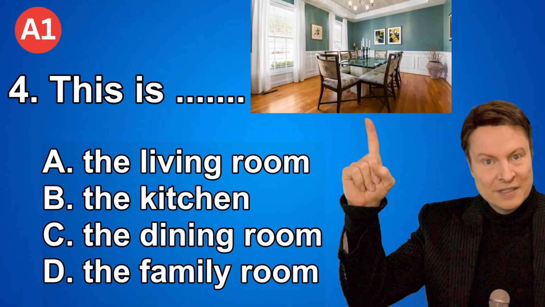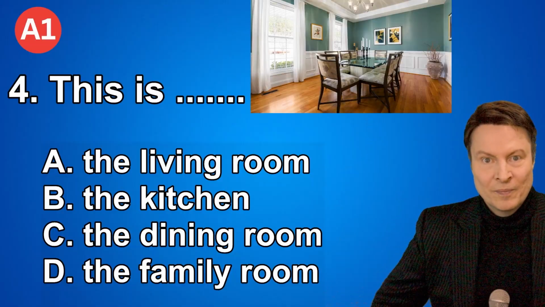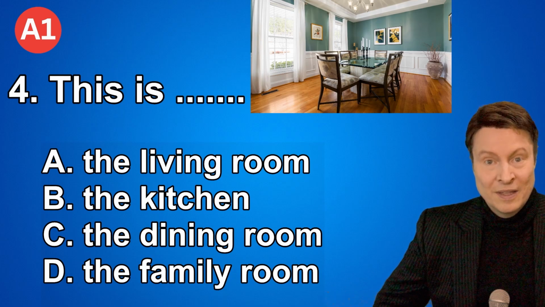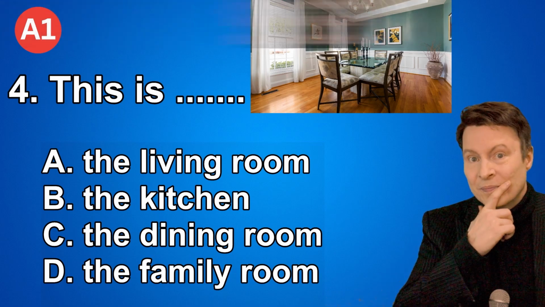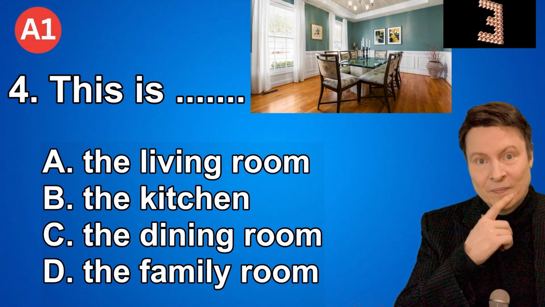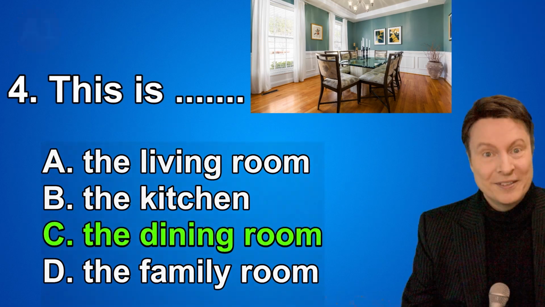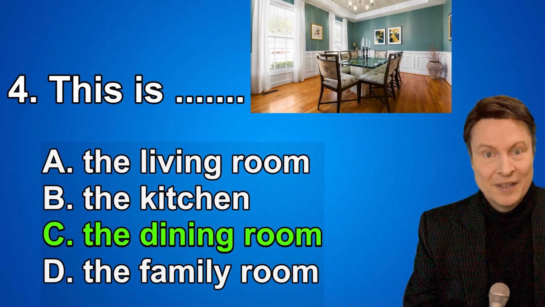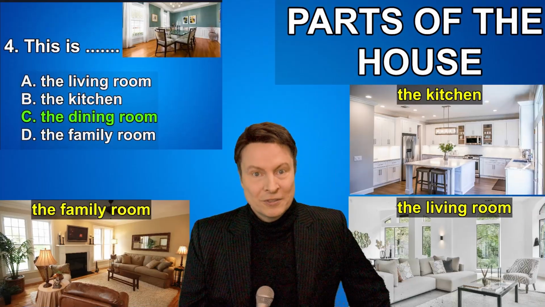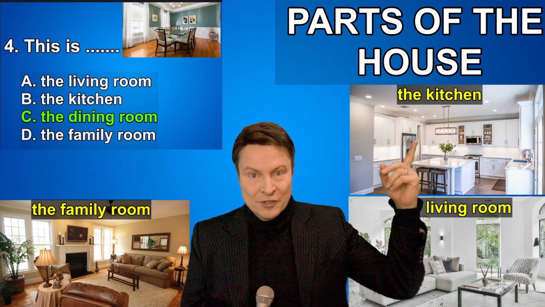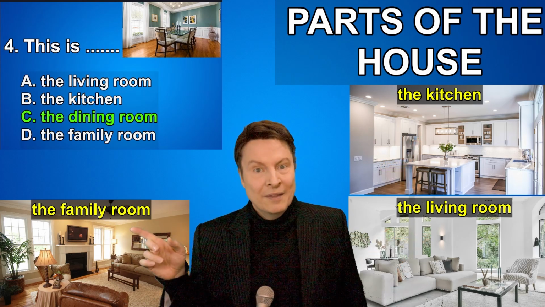Number 4, this is A, the living room. B, the kitchen. C, the dining room. D, the family room. And if you thought the answer was the dining room, that is correct. So these are parts of the house that everybody should remember from their basic studies. So we have the kitchen, the living room, and the family room.